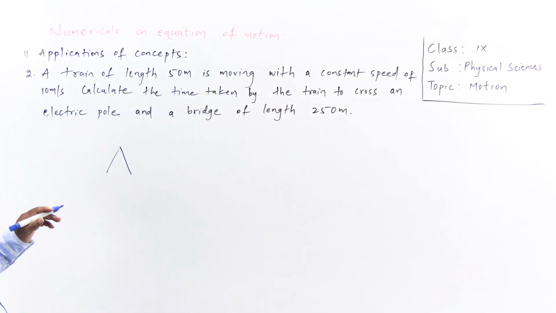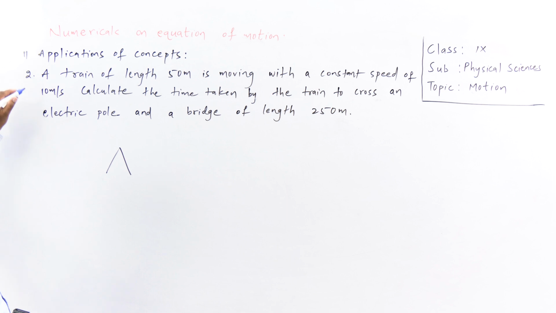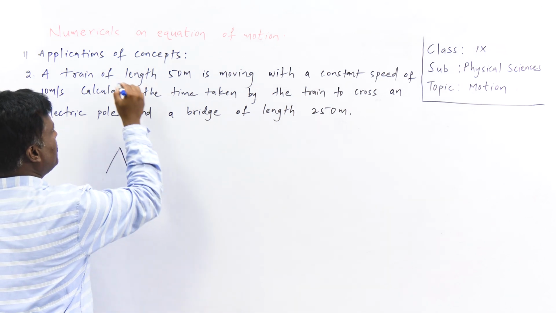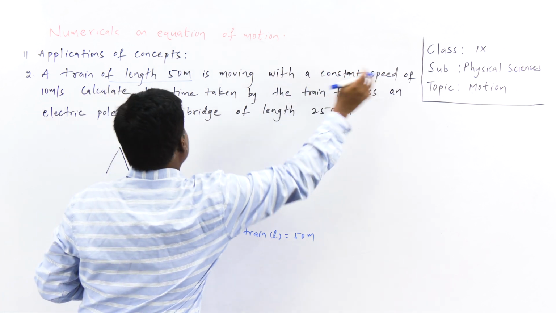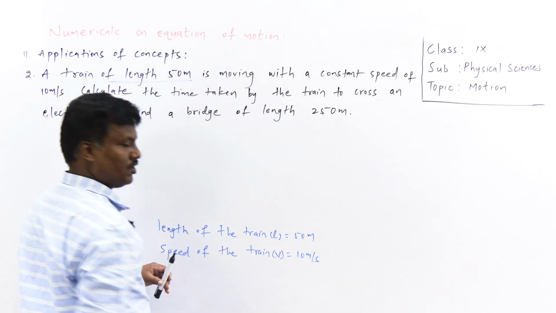Okay, so now this is a problem we have in the textbook, Applications of Concept, second bit. This is the second question. The length of the train is 50 meters. It is moving with a constant speed of 10 meters per second. So what is the speed of the train? 10 meters per second.